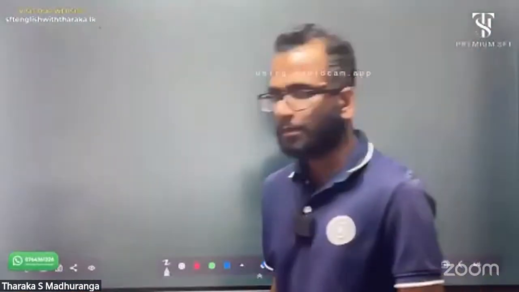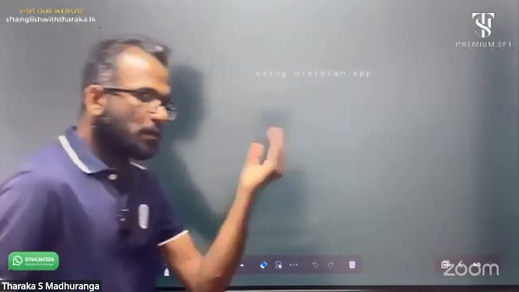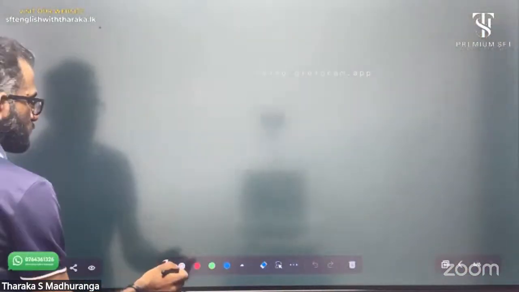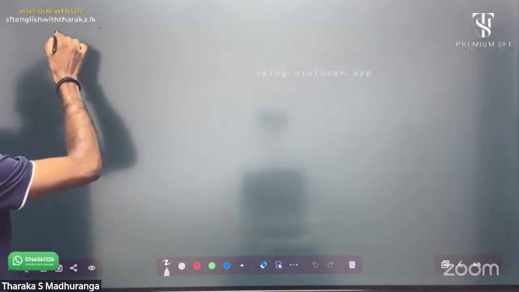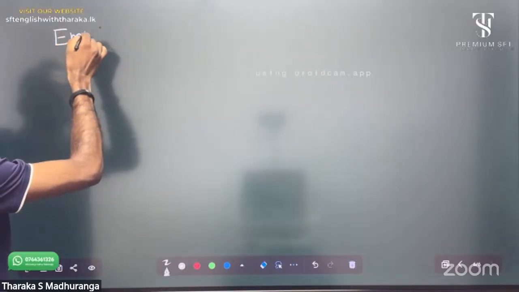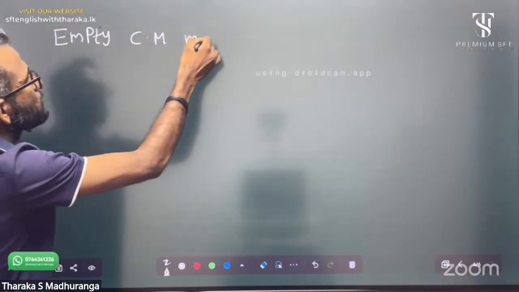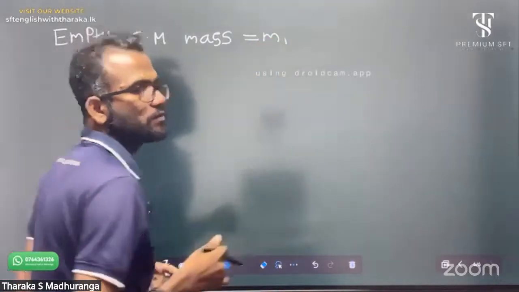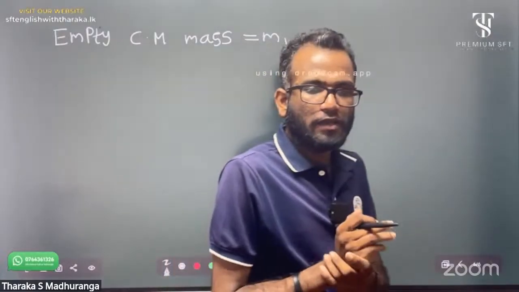The first step: measure the mass of the empty calorimeter. Suppose you mark the empty calorimeter mass as M1. Measure the calorimeter. That's the first step.